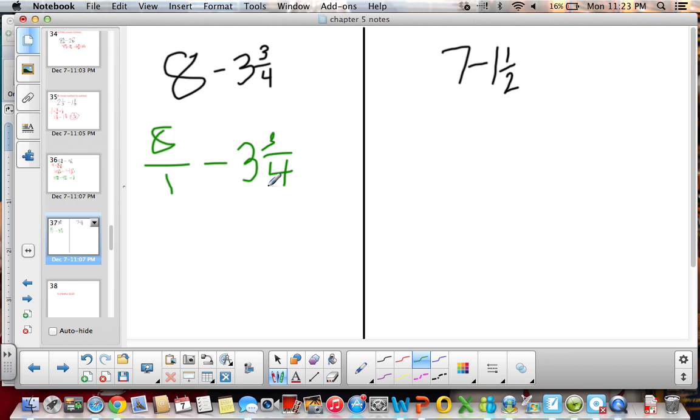Okay? Or I can take 8 and I can take one whole number away from it and get 7. And I can actually change this to 7 and 4/4, which is exactly the same as 8 because we have 7 and we have 1. 7 plus 1 equals 8. 7 and 4/4 minus 3 and 3/4 equals 4 and 1/4.